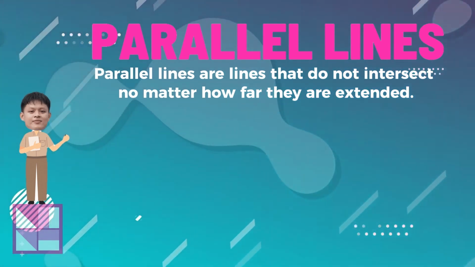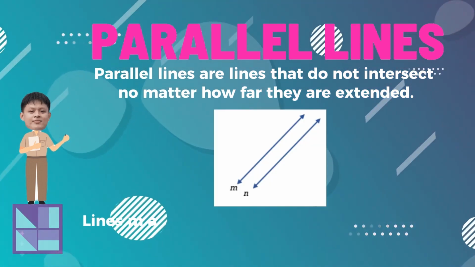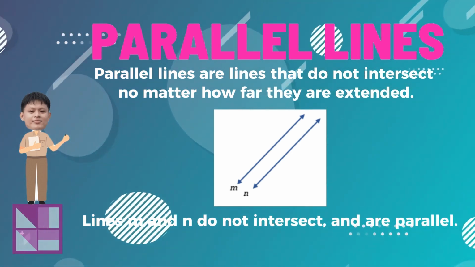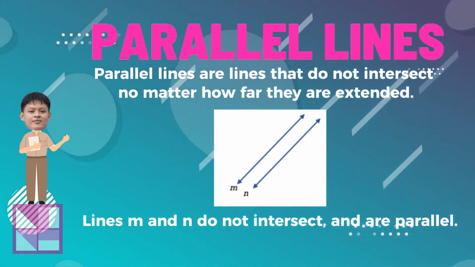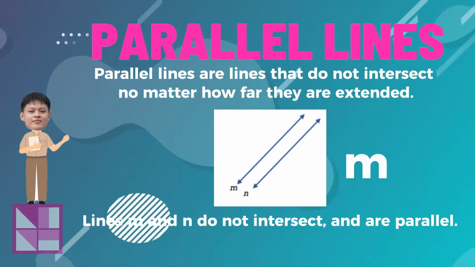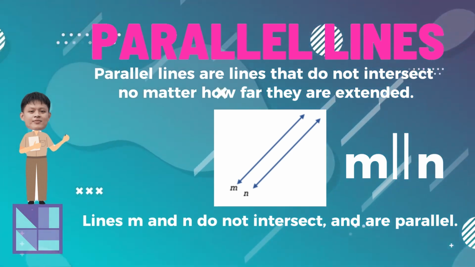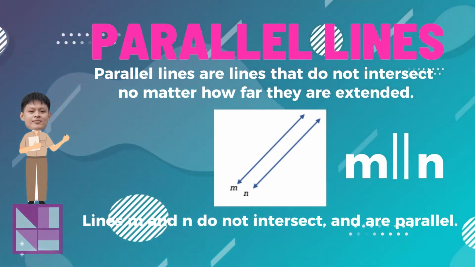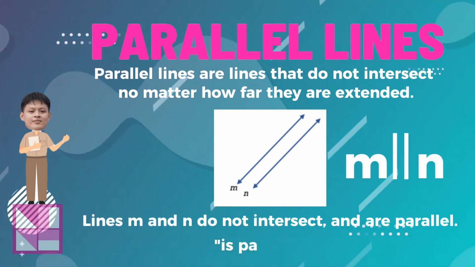In the figure, lines M and N do not intersect and are parallel. You write this as M is parallel to N. The symbol is written as "is parallel to."